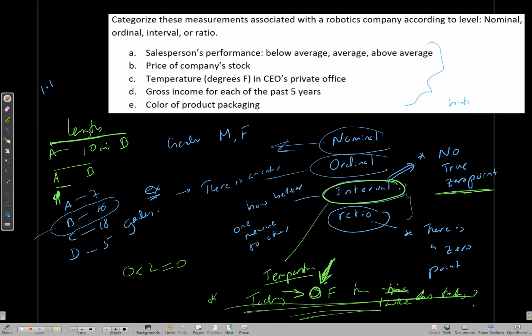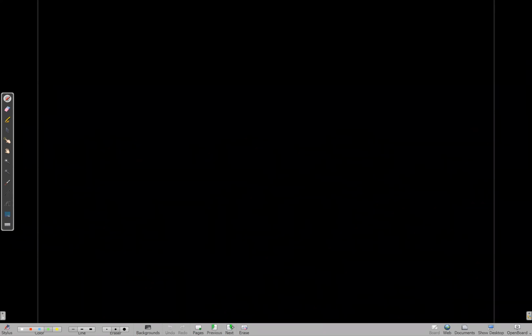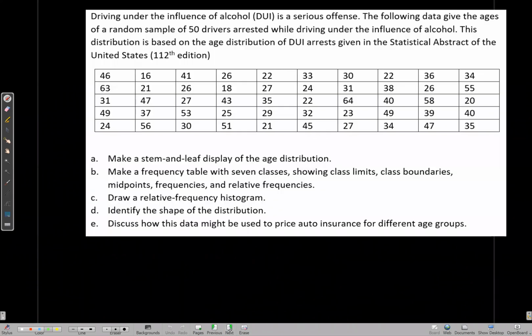And guys, I think that's enough for this example. Now let's go to the next one. This is 1.2, if my memory is correct.